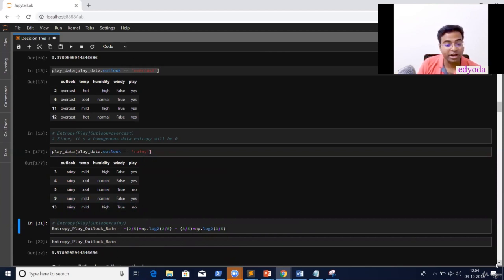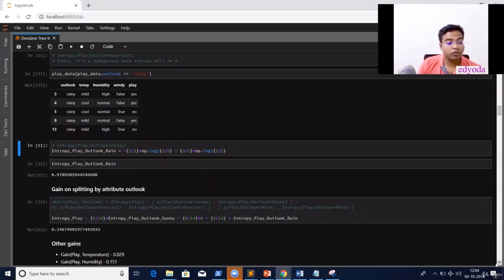So we have calculated entropy of play when it is rainy, entropy of play when it is overcast, entropy of play when it is sunny. Okay, so to find the information gain when the splitting is based on the outlook, entropy of play, that is what we have calculated, 5 divided by 14, this is the probability of sunny times the entropy of sunny, which was the value that we calculated.